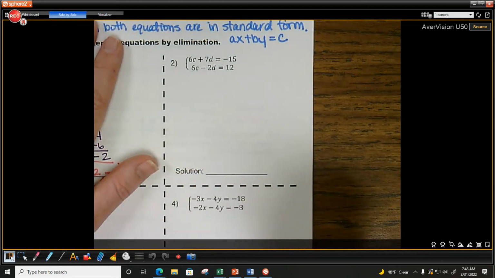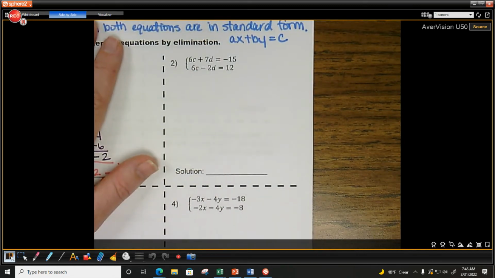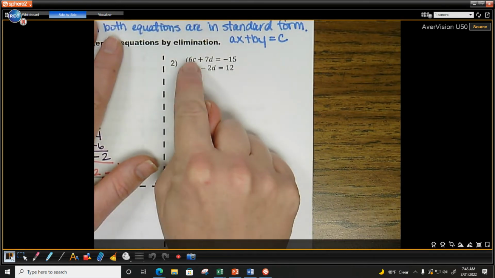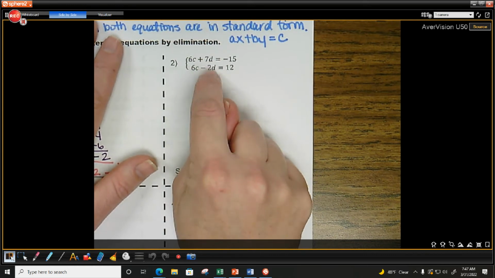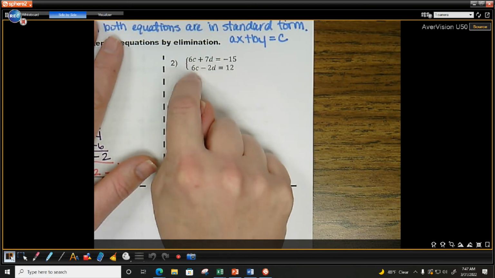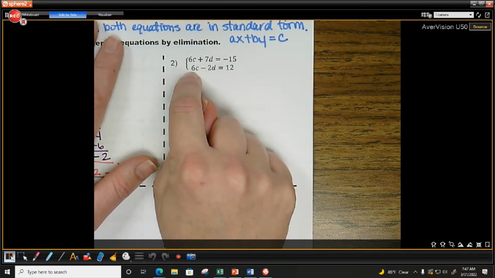So now they're already stacked on each other, so that means we're going to do elimination. Now we need to see if I have coefficients that are the same number and opposite signs. So do my C coefficients have the same number? Yes. Are they opposite signs? No. Do my D variables have the same coefficient? 7 and 2? No. So I definitely am not going to want to get rid of the D's. But 6 and 6, those are the same, so that meets one of the 2 requirements. The other requirement is their opposite signs. So what can I do to this 6 to make it a negative?